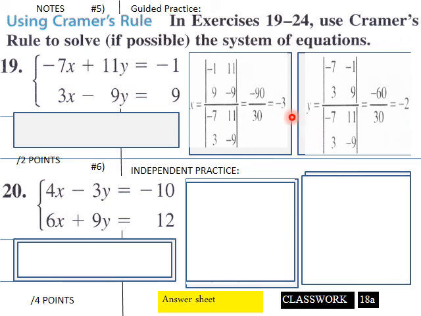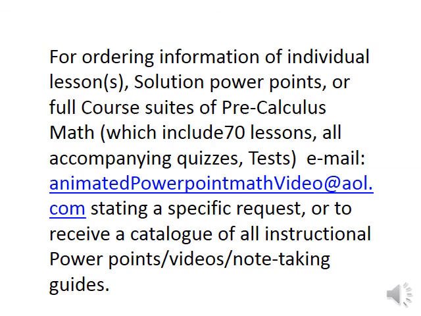And then for y, we have negative 7, and negative 1, and 3, and 9 over, again, our coefficient matrix here, negative 7, 11, 3, and 9. This comes out here to negative 60 over 30, and this will give negative 2 here. So by using Cramer's rule, our solution will be negative 3 and then negative 2 for this system.